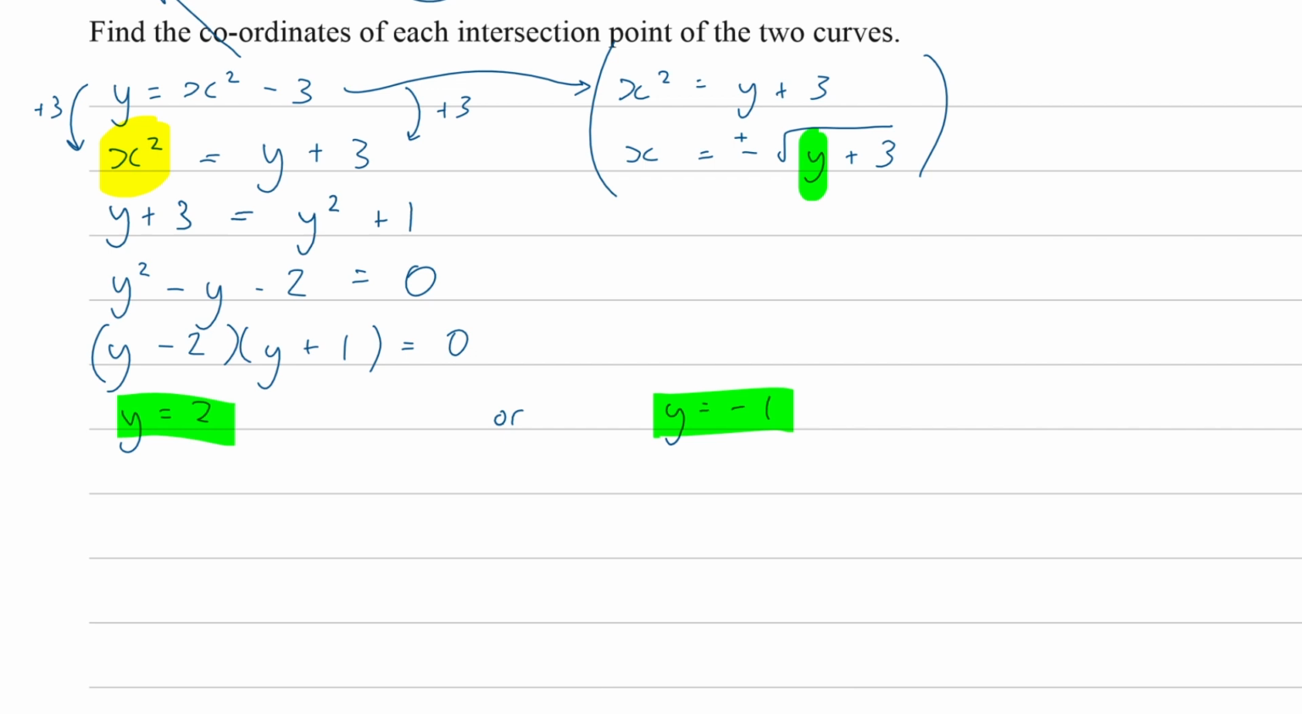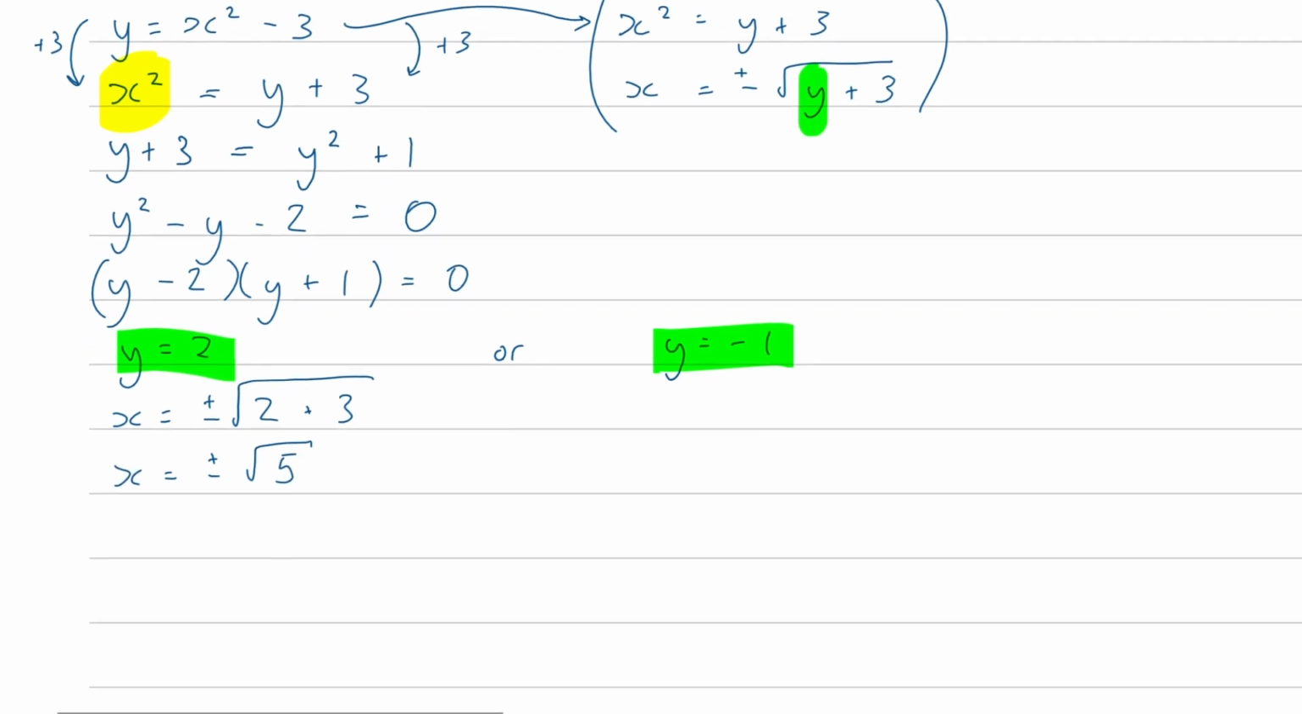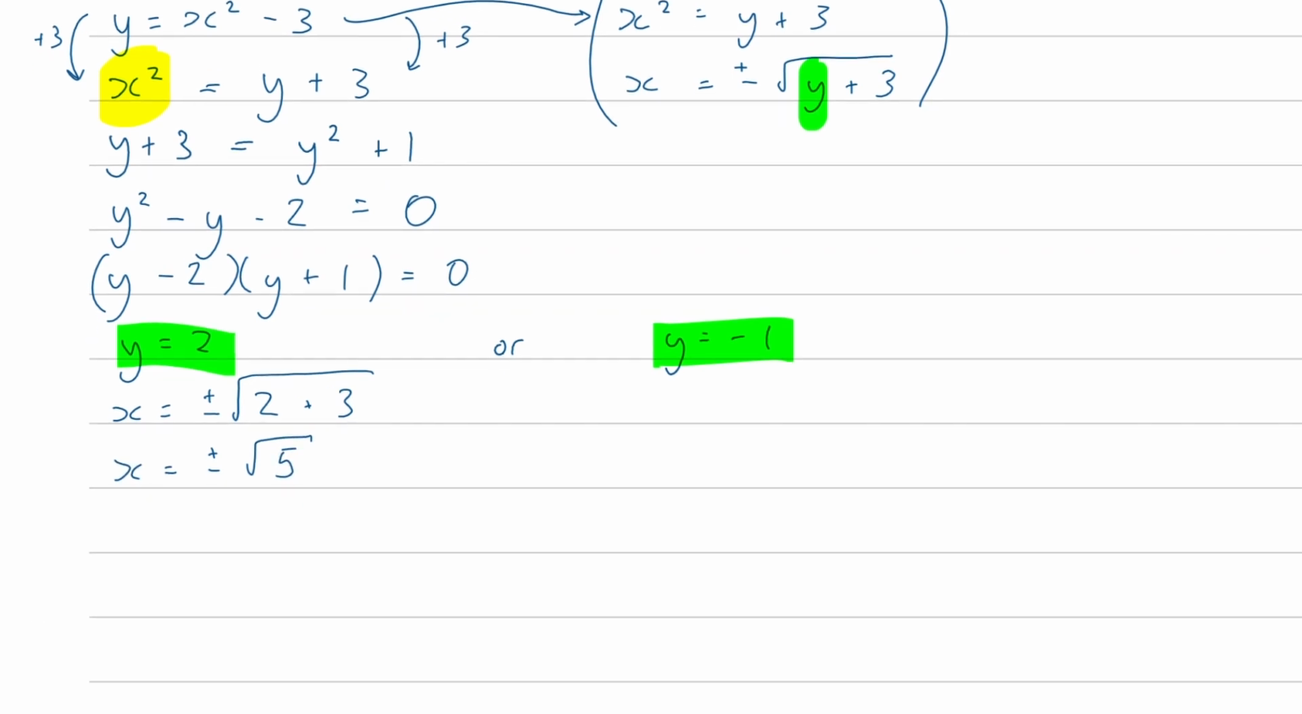So when y equals 2, x will equal plus or minus. So remember, the plus or minus comes from square rooting. We could have two solutions. The square root of y, which is 2, plus 3. So x could be plus or minus root 5. So the points generated at y equals 2 would actually be root 5 and 2 and negative root 5 and 2. Alright, same y value, but positive or negative x value.